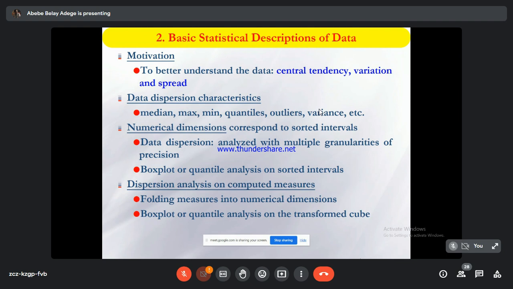So where the majority of the female is dying now, is that in the city, is that in northern part, is that in the central Amhara, is that in the eastern Amhara, is that the western Amhara? We have to study that. That is called data distribution characteristics, like median. Average mortality rate will be calculated using median.